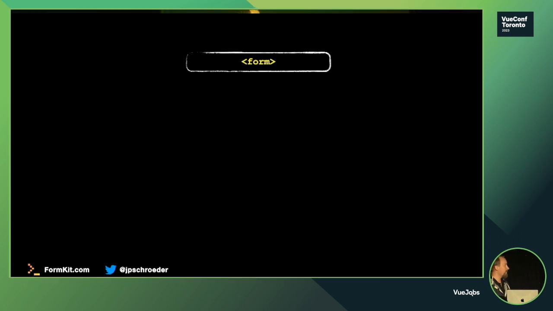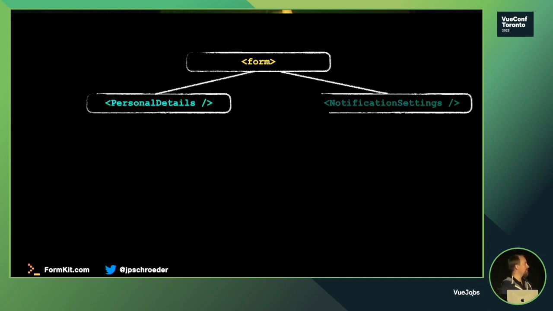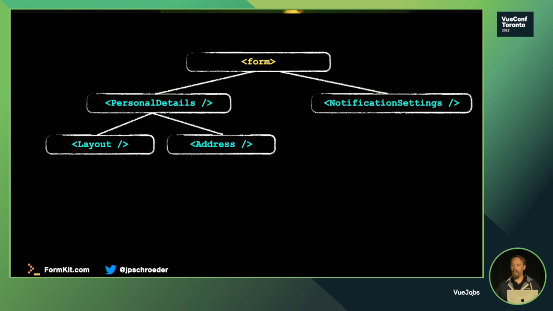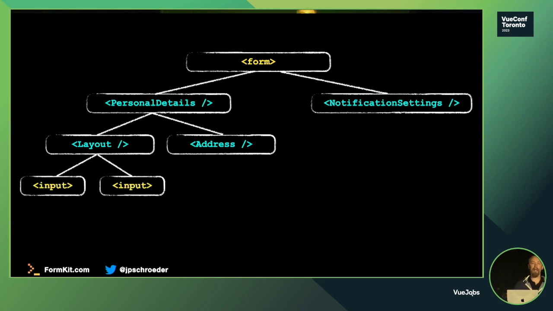So how does it do this? Well, here's our form. I'm going to diagram this out. And we've got a couple of components. There's the personal details and the notification settings that were below. And then underneath that, we had a layout component and an address component. And then underneath that, we had our actual inputs. Okay, so they're a couple layers deep, but no problem.